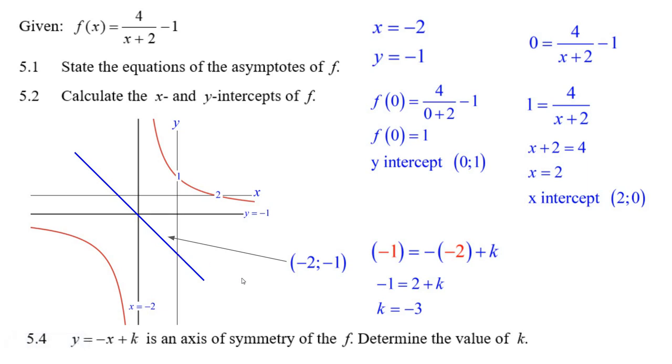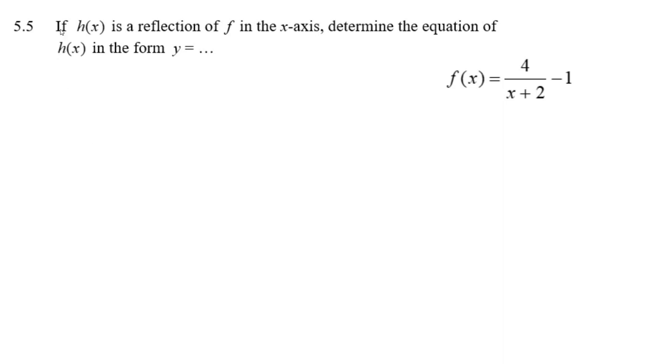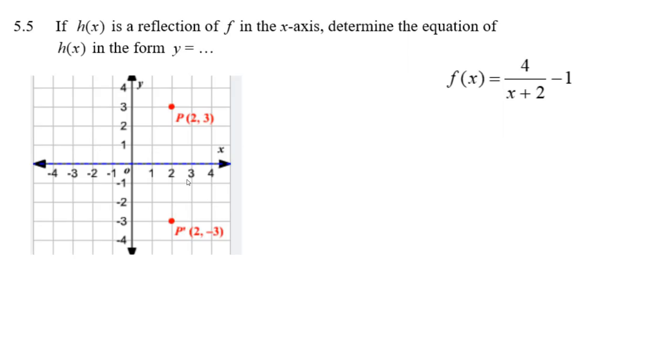Okay, let's see what the next question is. It says, h of x is a reflection of f in the x-axis. Determine the equation in the form y equals. A reflection in the x-axis, you just have to know. If you're up here at 2 and 3, there's a little point. And if this is the mirror, you'd see yourself down here at 2 and -3. That's a reflection in the x-axis. It works for all the points.